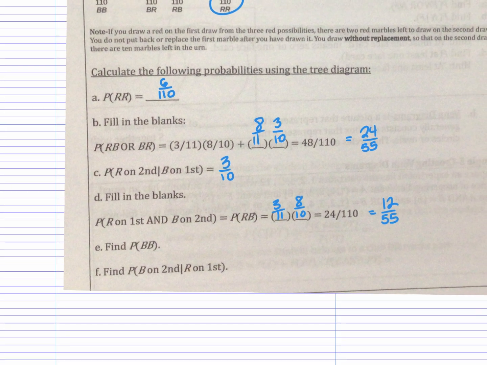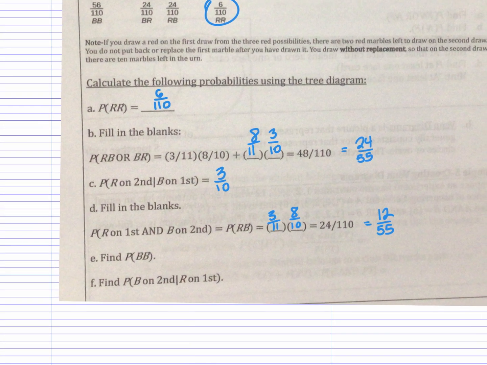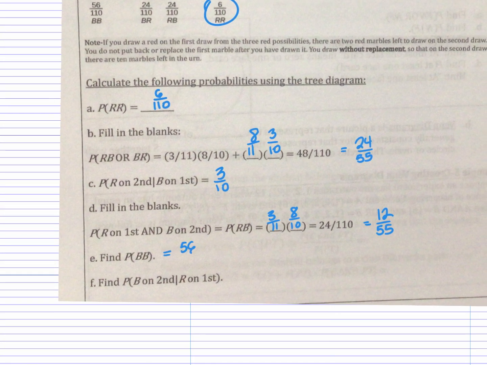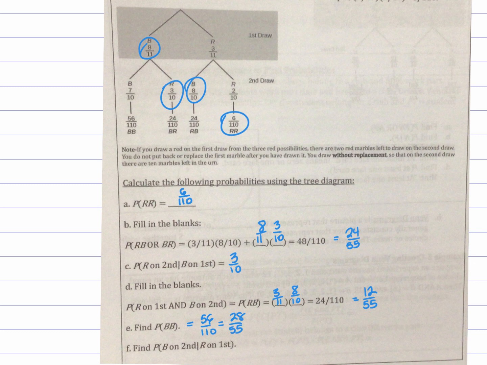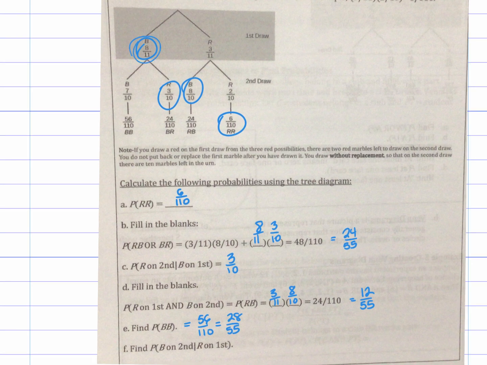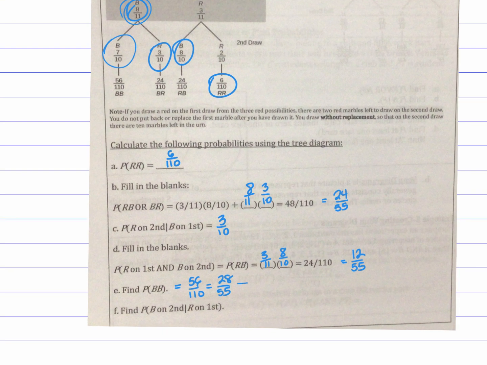And lastly, we have 2 parts left. The probability of BB in the picture. Love it when that happens. This is 56 out of 110, or 28/55. And I want to add that you can find these by simply multiplying. So it's 8 out of 11, B first, and the second B. So 8 out of 11 times 7 out of 10 is this number.